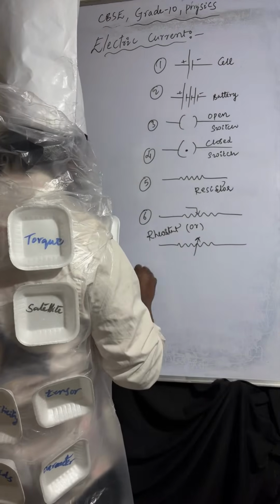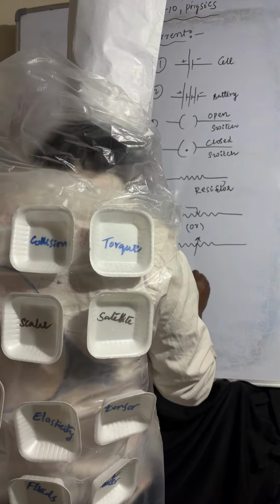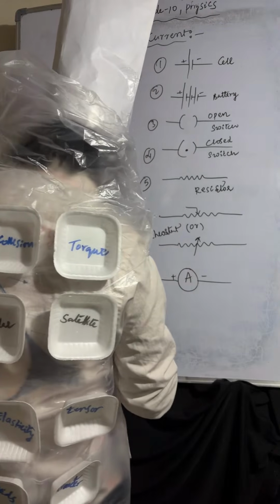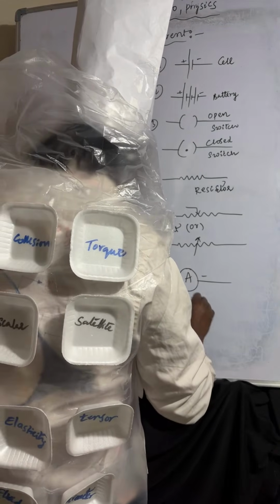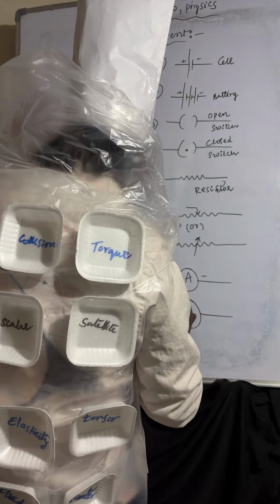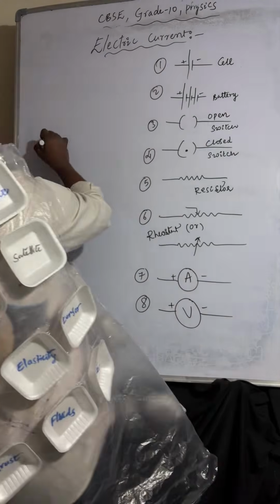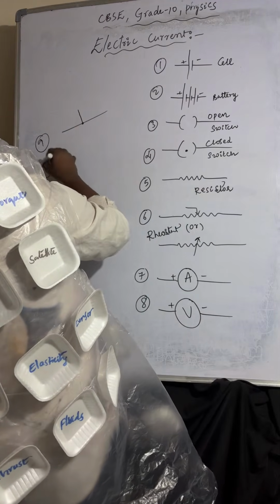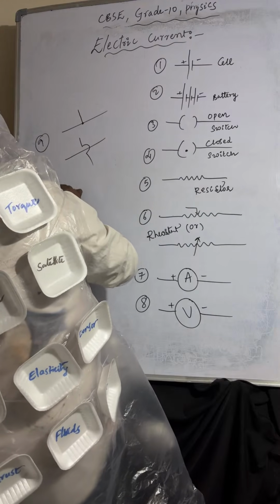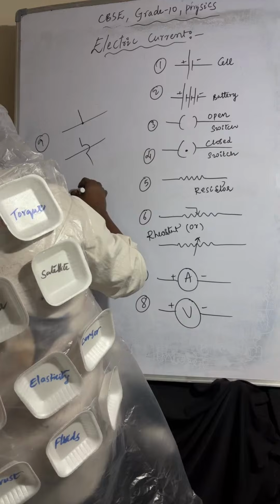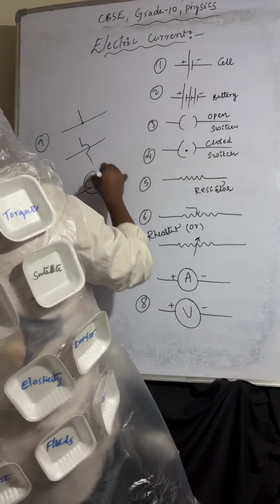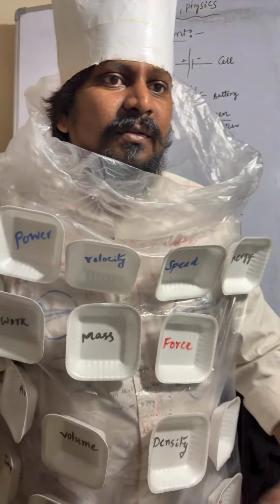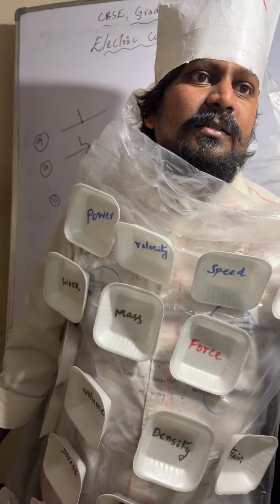Seventh one, ammeter, with positive terminal and negative terminal. Next one, voltmeter. Ninth one, wire joining. 10th one, wire crossing. 11th one, bulb. So these are the electrical elements.